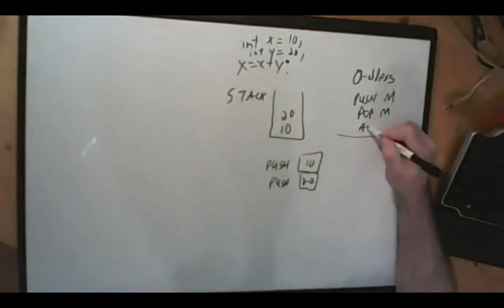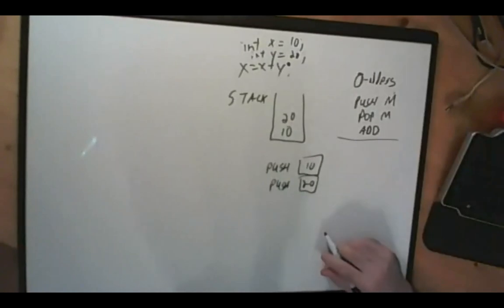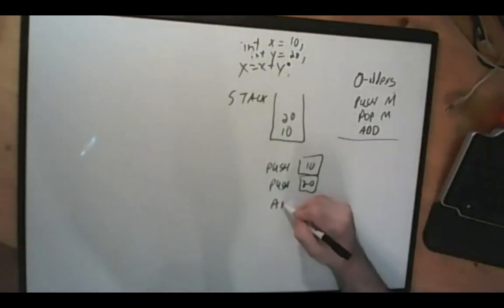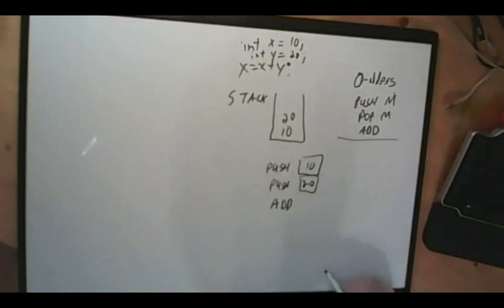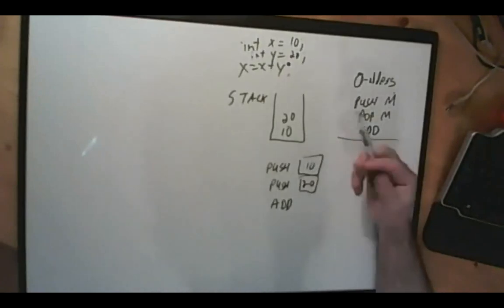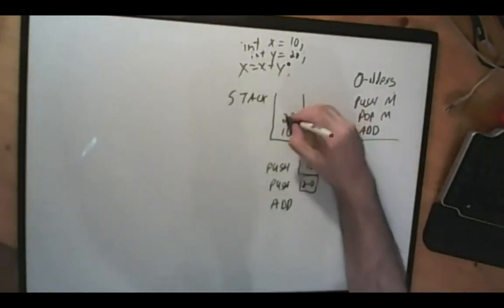And then you've got a zero address operation. So if I want to add the two top values in the stack, I just say add. This implies that it's going to pop the two values off the top of the stack, 20 and 10.